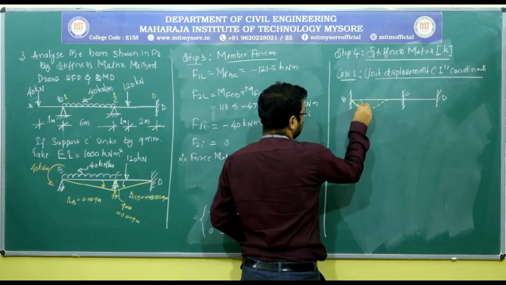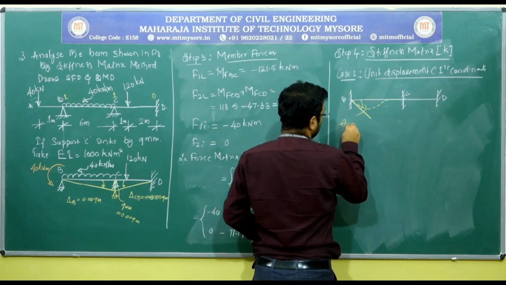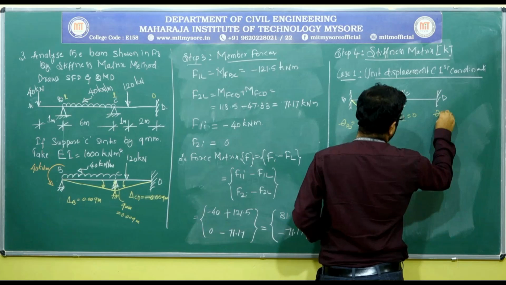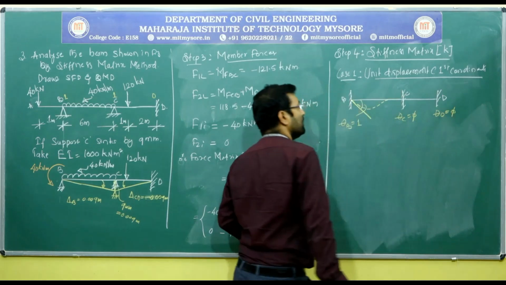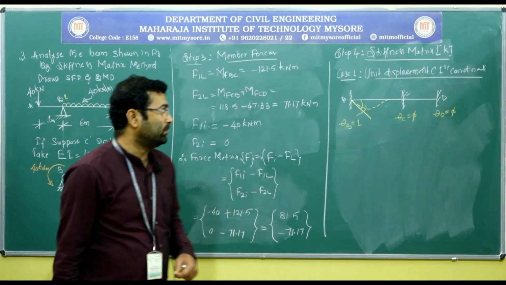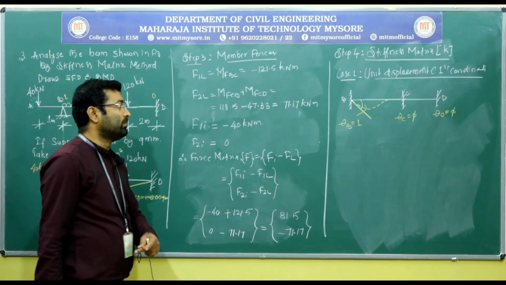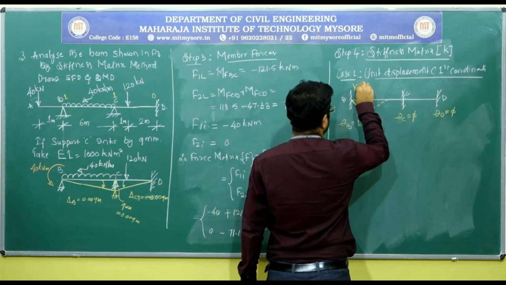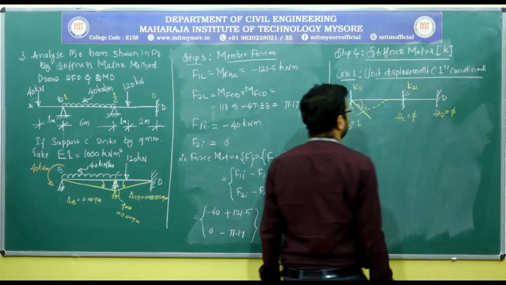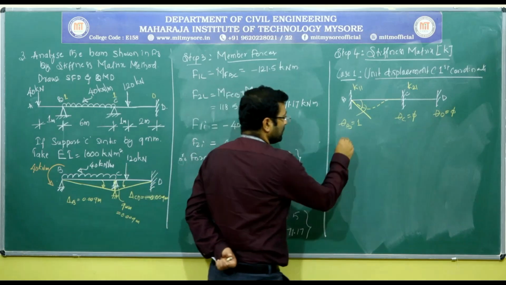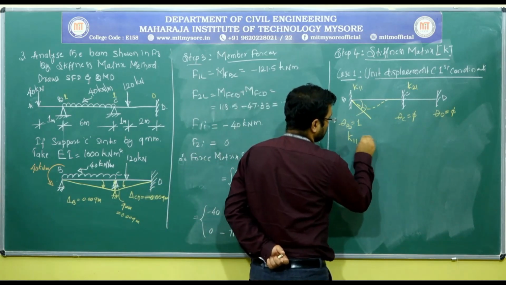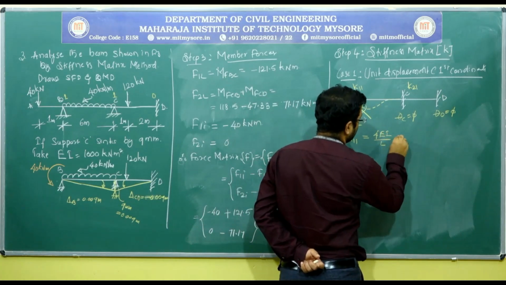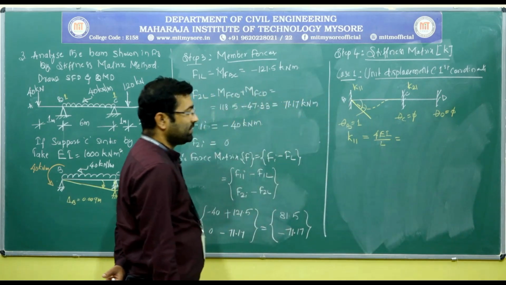So let us say this rotation theta B is 1 unit, whereas theta C is 0 and theta D is also 0. Now because of 1 unit rotation at B, what are the forces developed at the first and second coordinate, that is at B and at C, that is K11 and K21 that I need to measure, right? So as per our previous classes, K11 is equal to 4 EI by L.